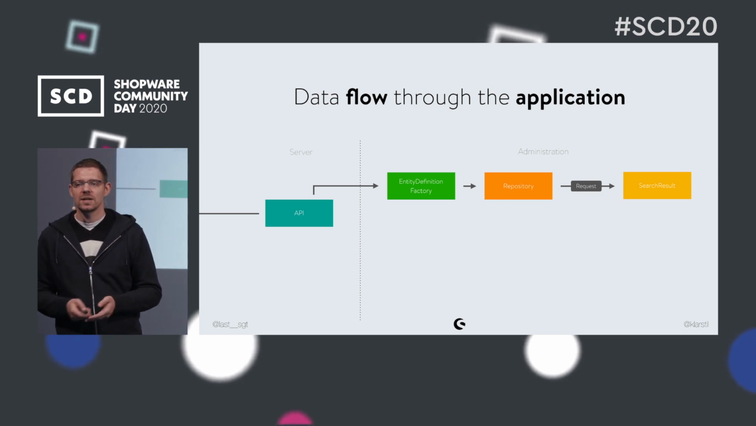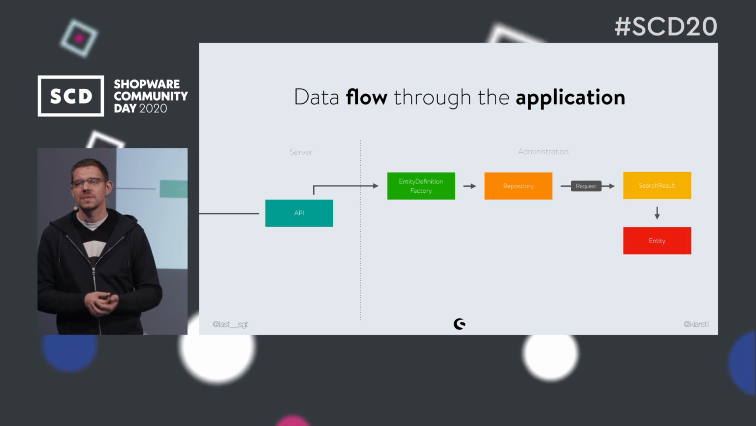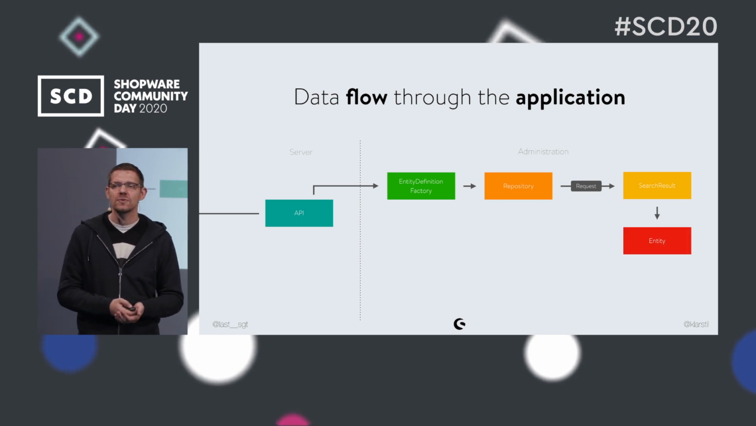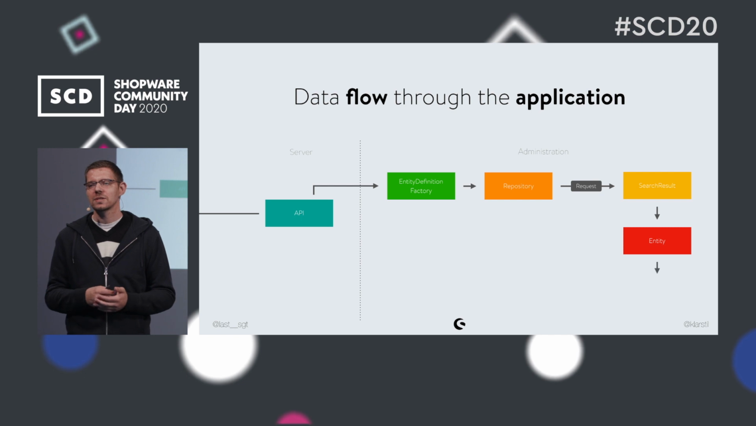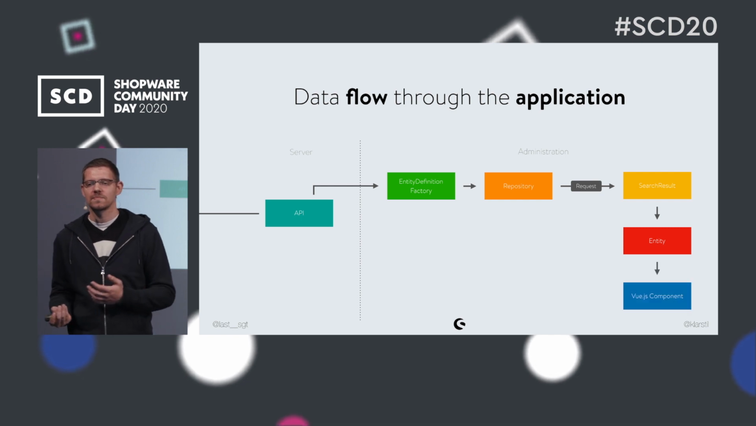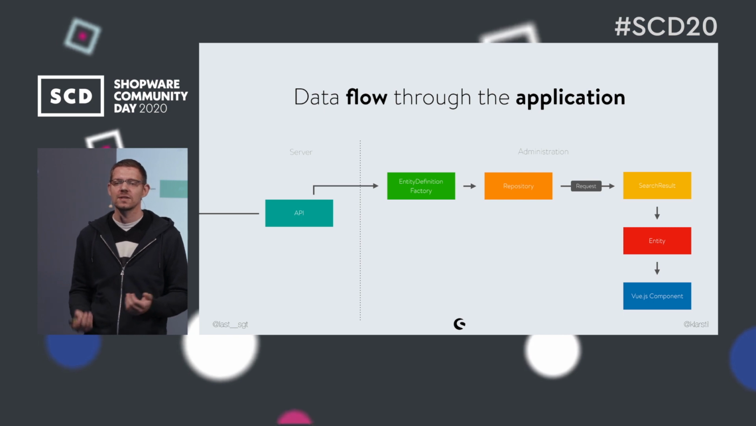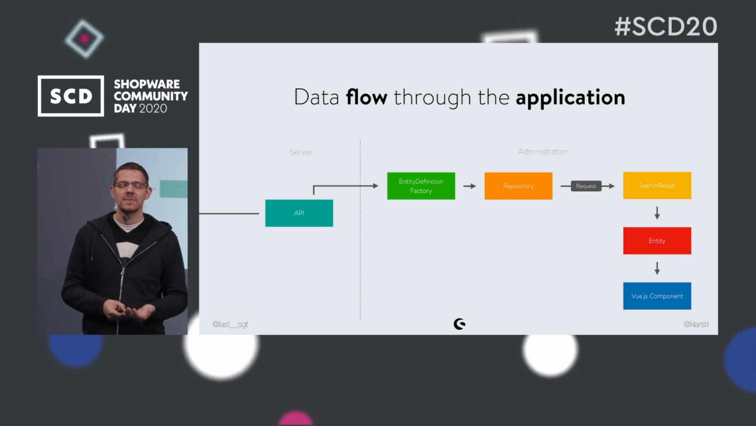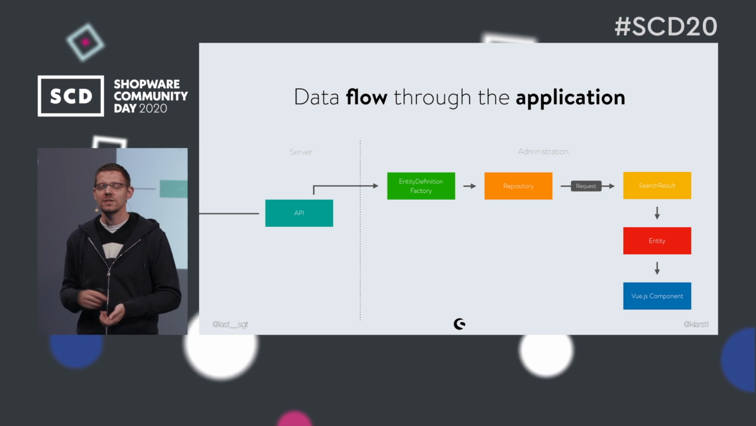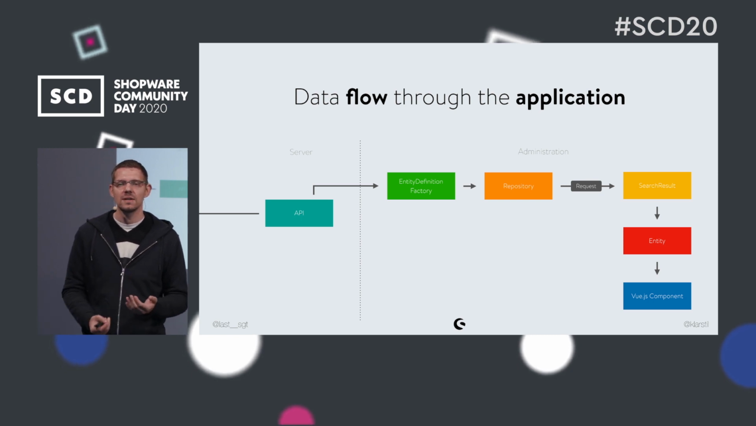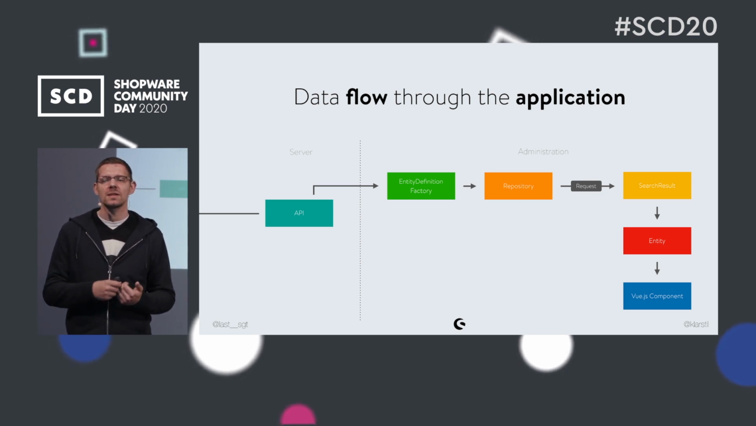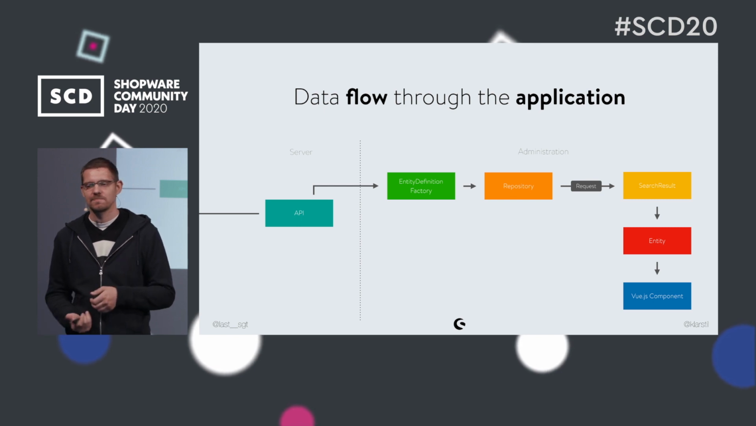Inside this search result, we have multiple entities, and what we can do with them now is we are just giving them to a Vue.js component. And the cool thing about Vue.js is it takes care of everything else. It sets up a two-way data binding, which means that when the user makes changes in the UI, these changes will automatically reflect in the entity.